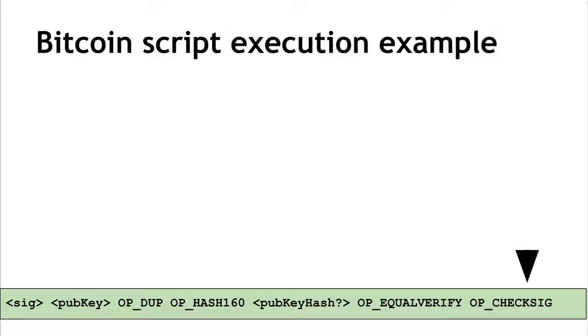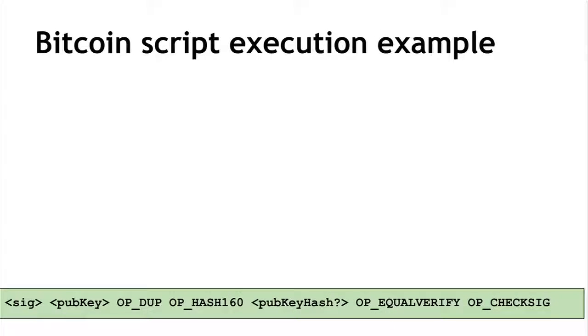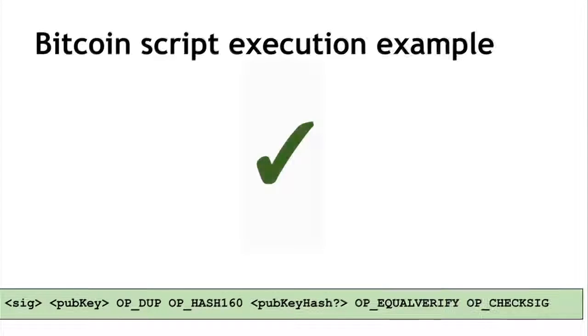So in just one go, hopefully the check sig instruction will pop those remaining 2 items off of the stack, check that the signature is valid. And now we've executed every instruction in the script. There's nothing left on the stack. And if we haven't had any errors, the output of this script will be a simple yes.